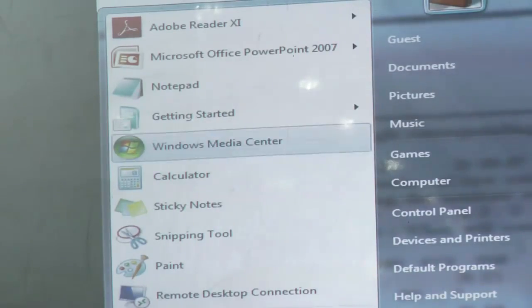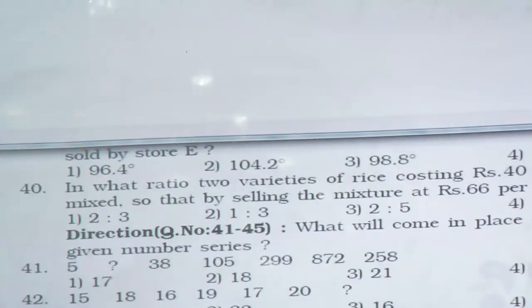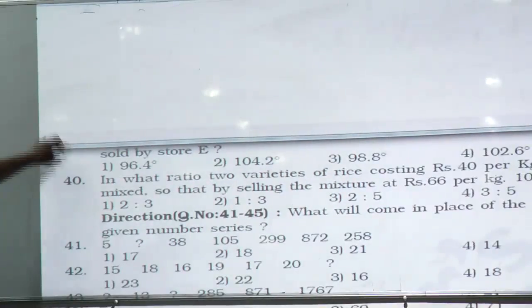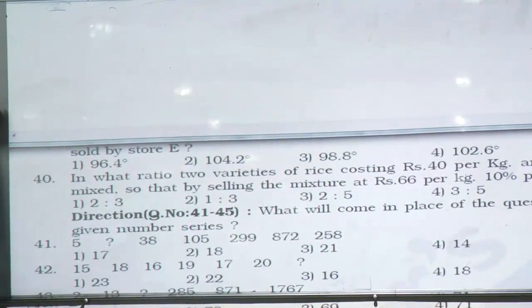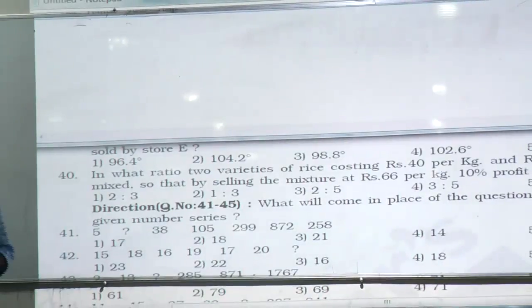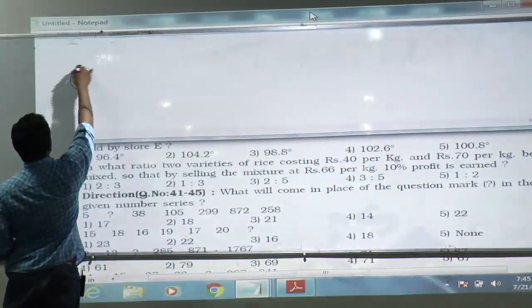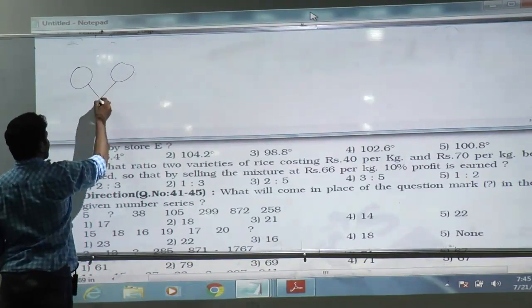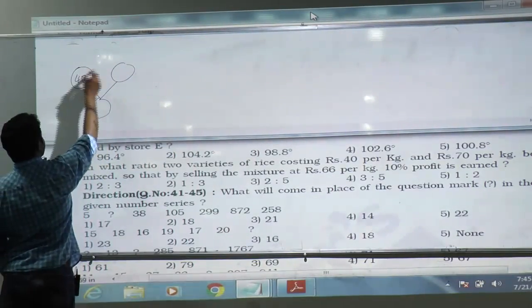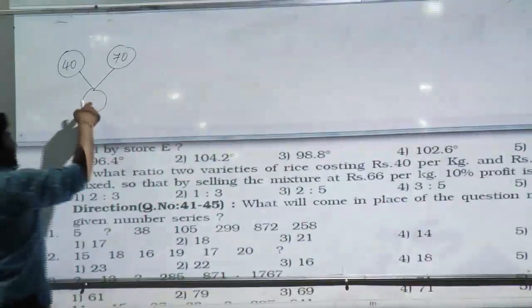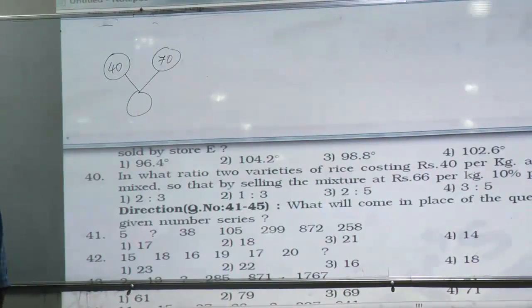In what ratio should 2 varieties of rice costing 40 rupees per kg and 70 rupees per kg be mixed, so that by selling the mixture at 66 rupees per kg, there is a profit of 10%? When you want to use allegation, you must use all cost prices. This is 40 rupees and this is 70 rupees. The selling price of this item is 66.